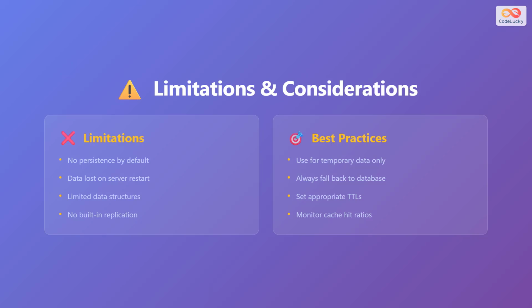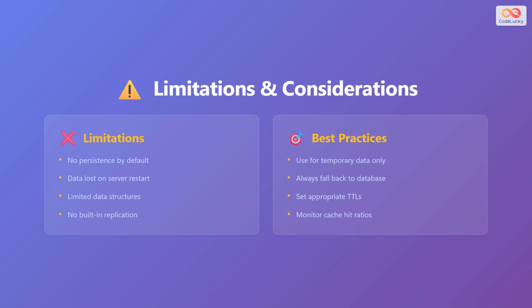It's important to understand Memcached limitations. By default, Memcached has no persistence, meaning data is lost when a server restarts. It supports only simple key-value structures, not complex data types. It has no built-in replication, so you must implement redundancy yourself.